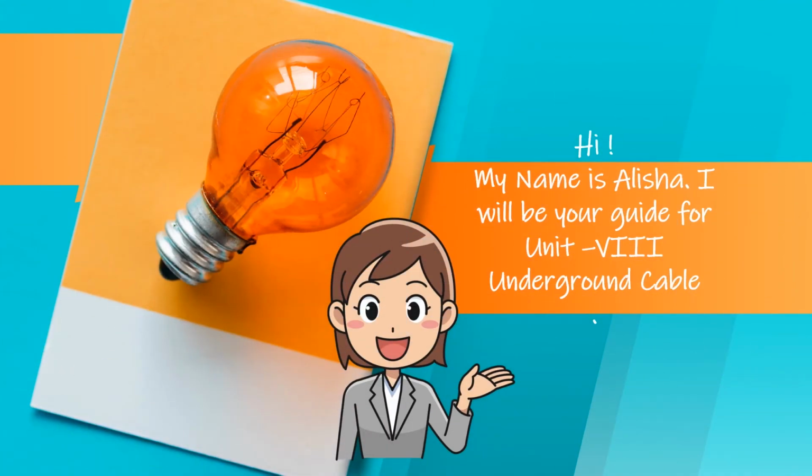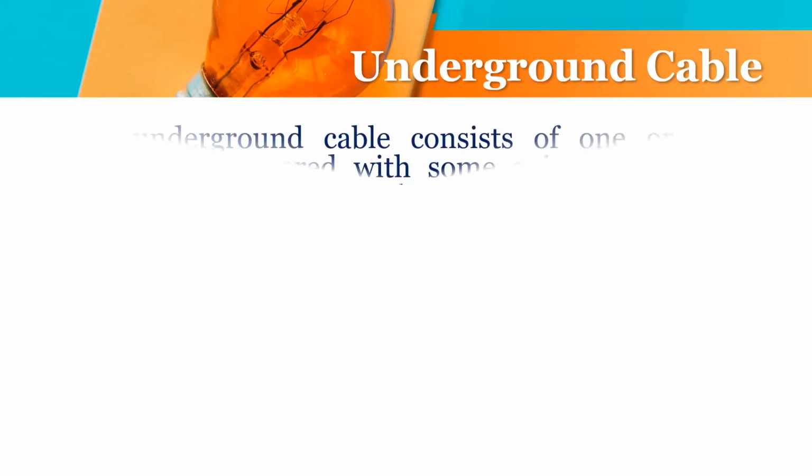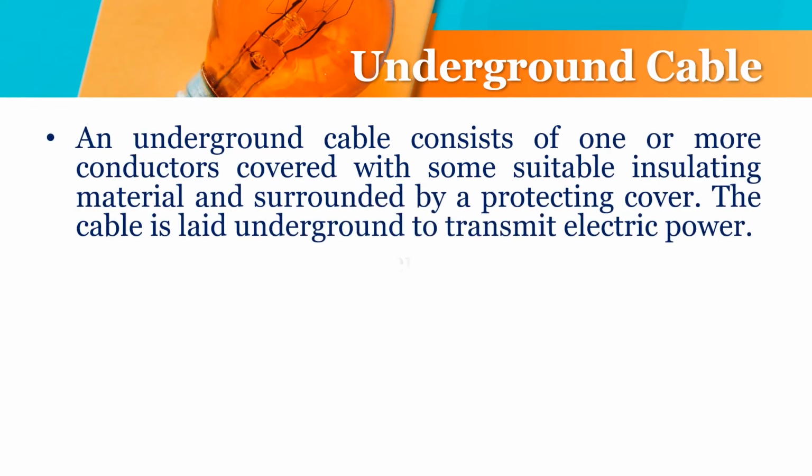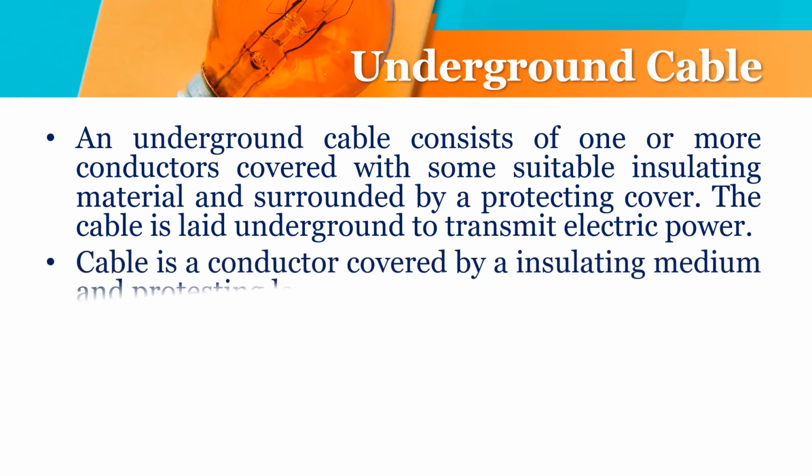I'll be your guide for Unit 8 Underground Cable. An underground cable consists of one or more conductors covered with some suitable insulating material and surrounded by a protecting cover. The cable is laid underground to transmit electric power. Cable is a conductor covered by an insulating medium and protecting layer.